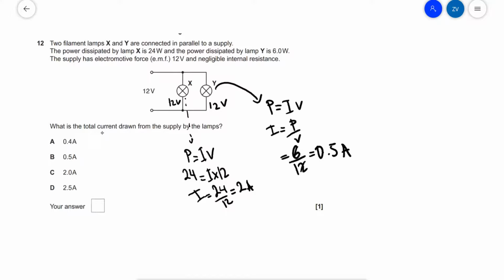Now, because this is a parallel circuit, we need to add the currents due to Kirchhoff's first law. So the overall current is going to be 2.5. So the correct answer is D. Please note that this means that 2.5 amps flow this way, and then 2 amps flow this way. Then we have half an amp going to both Y.